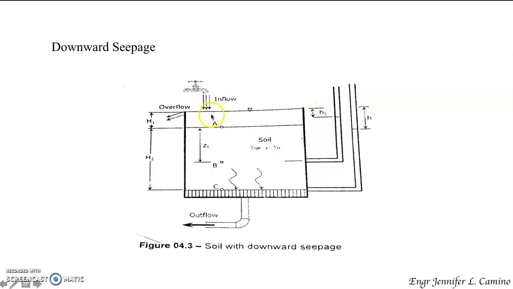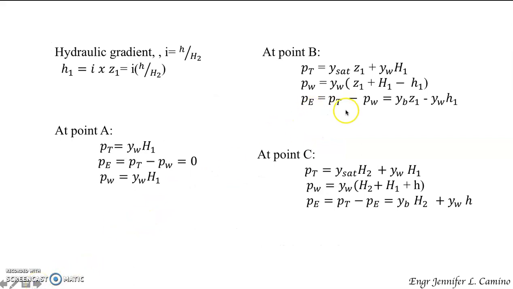So at point B, the pore water pressure would be equal to the height of the water, that is capital H1 plus Z sub 1 minus small h1, times the unit weight of the water. So that is the pore water pressure. And to compute the effective stress, you simply have to subtract: total stress minus pore water pressure, you have now the value for the effective stress.